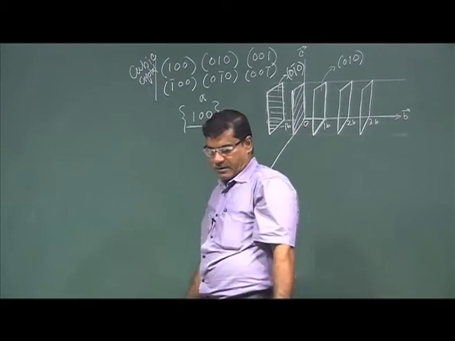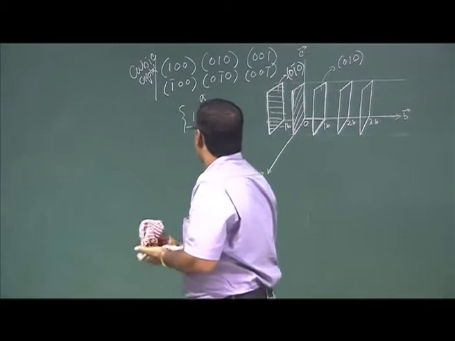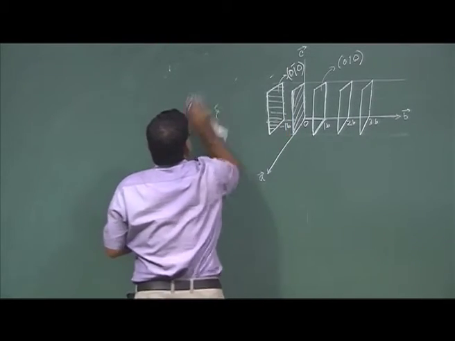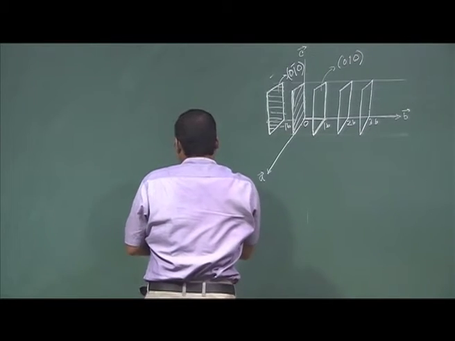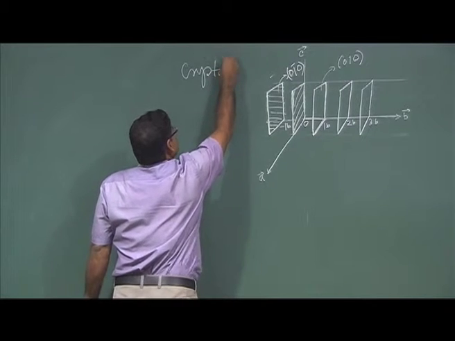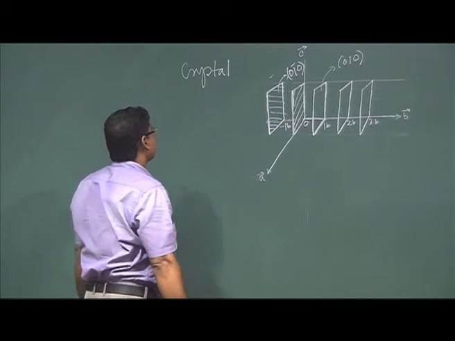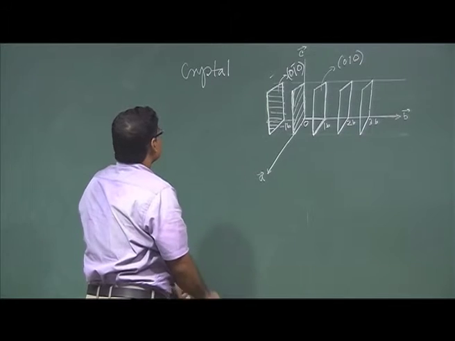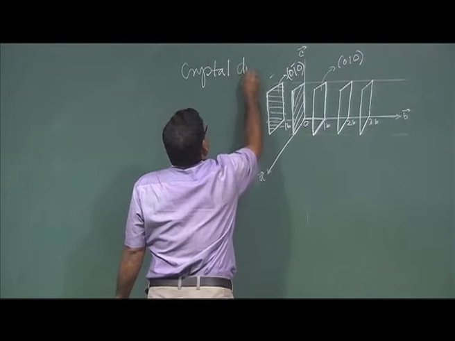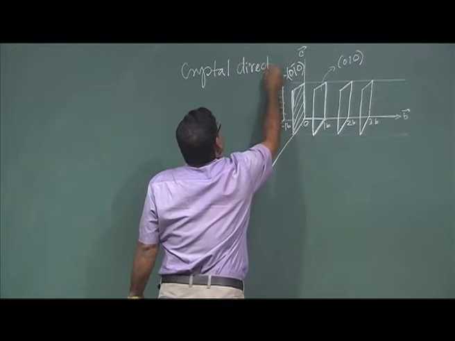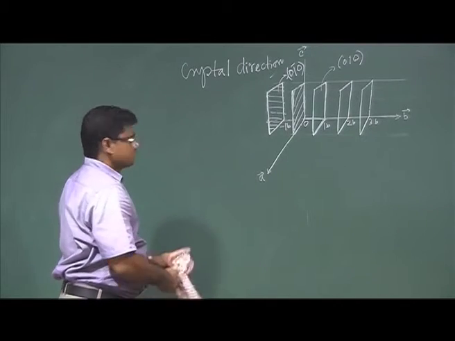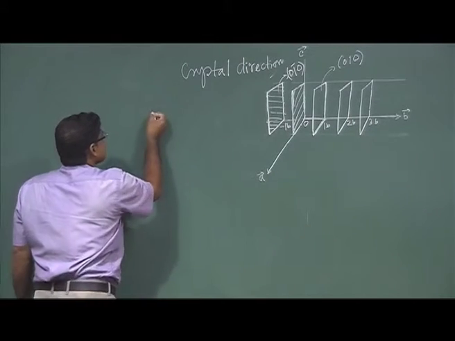the crystal direction, or the direction of a lattice or of a crystal. So, crystal direction. You have a crystal, so it has a unit cell.